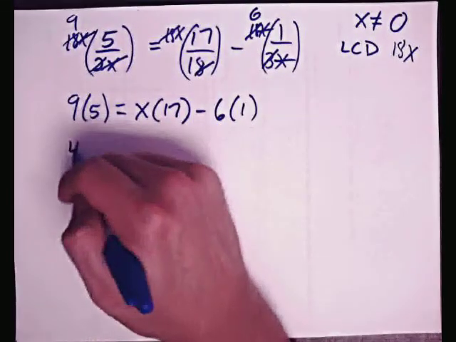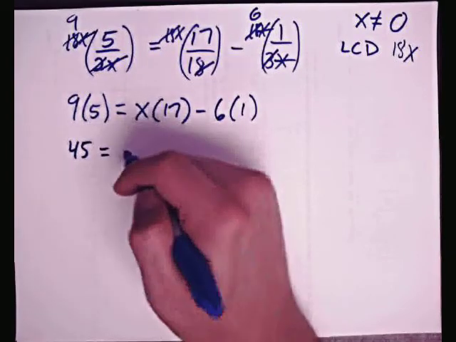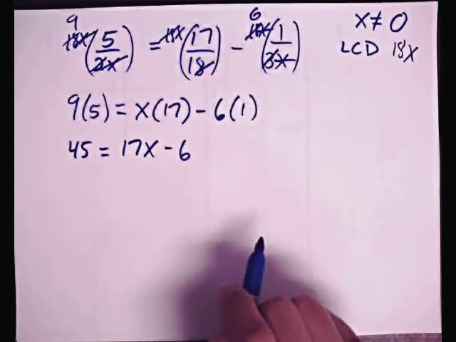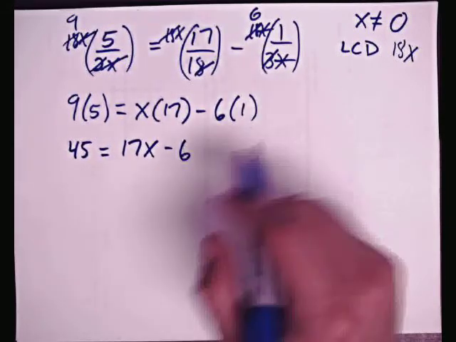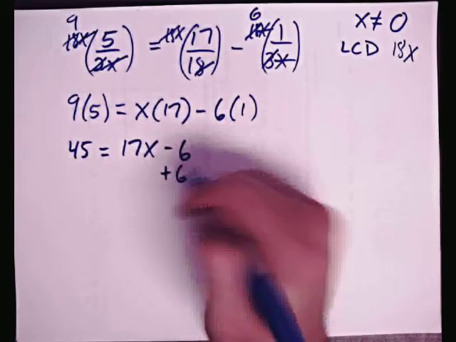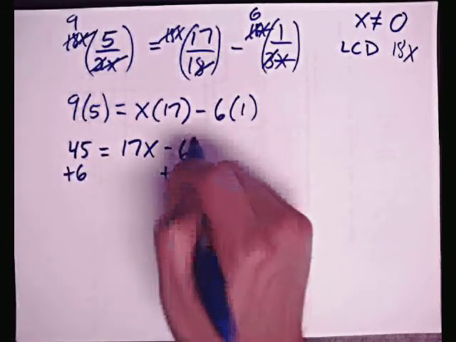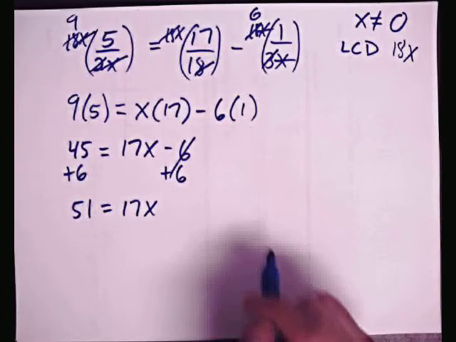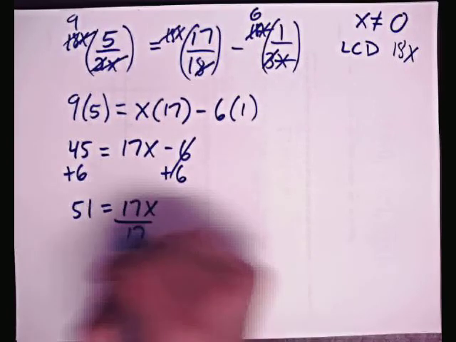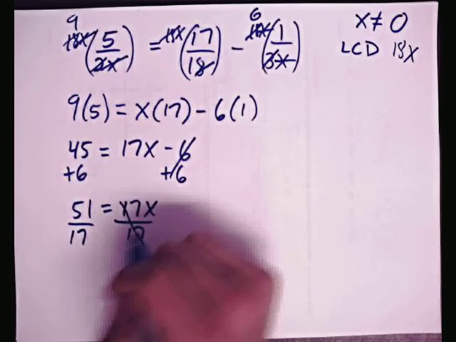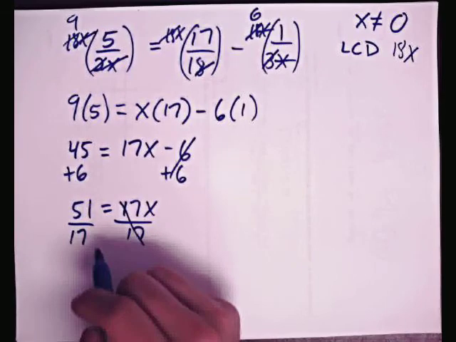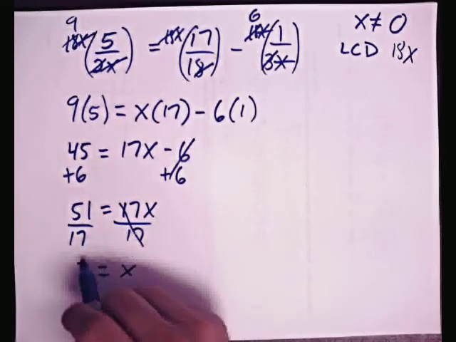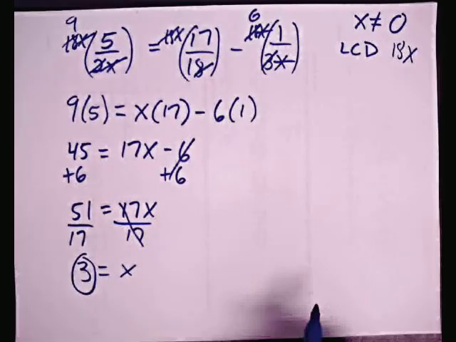So multiplying, we have 45 equals 17x minus 6. Okay, we only have the 17x, so let's eliminate the minus 6 by adding 6. 51 equals 17x, and then divide by 17. 51 divided by 17 is 3. So x equals 3 is our solution.